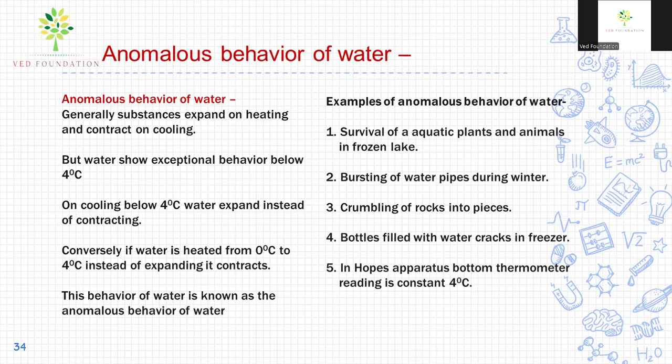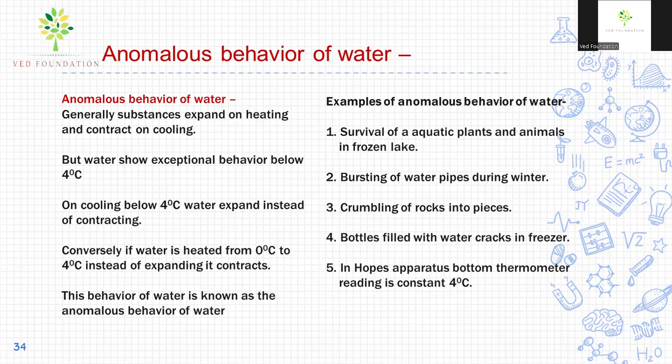Examples of anomalous behavior of water. Survival of the aquatic plants and animals in frozen lakes is because of anomalous behavior of water. Because during winter in cold regions, temperature falls down below 0 degrees Celsius and water converts into ice. So when water converts into ice, its volume increases, density decreases and ice floats on water, and a layer of ice is formed on water. But below this ice layer, there is water at 4 degrees Celsius. Density of water is maximum at 4 degrees Celsius. And because of this, aquatic life can survive.